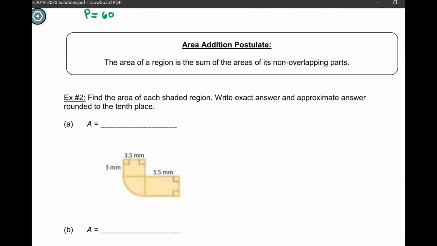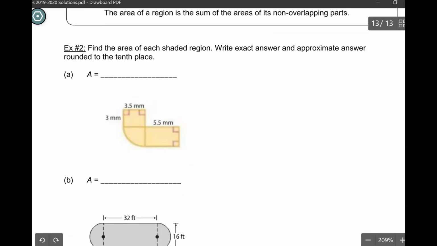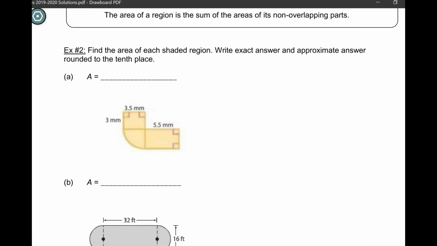Okay, area addition postulate. The area of a region is the sum of the areas of its non-overlapping parts. That just means if you have multiple shapes connected, we're just going to add them all together. Okay, so let's see. We have, looks like a rectangle, part of a circle, and in fact, these are all right angles here. So this would be 3. This will be 3.5, which makes this 3.5.